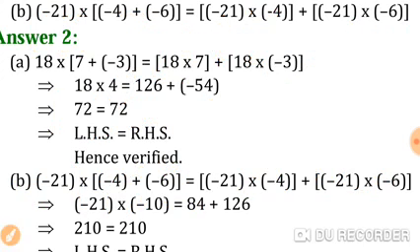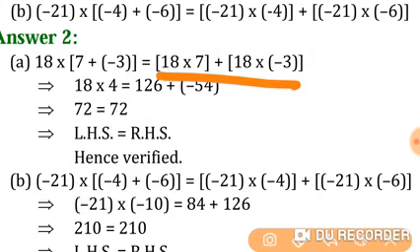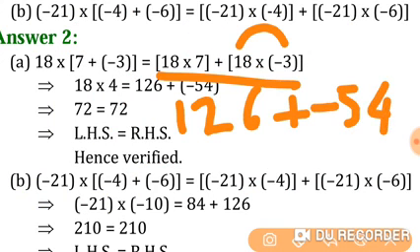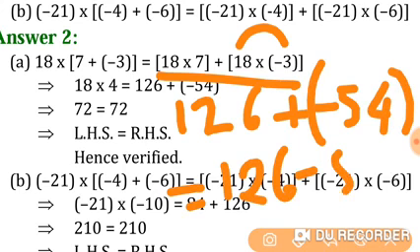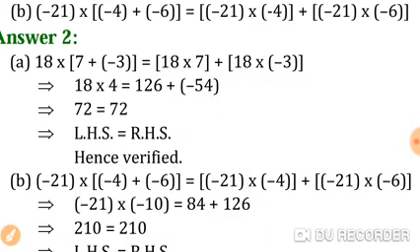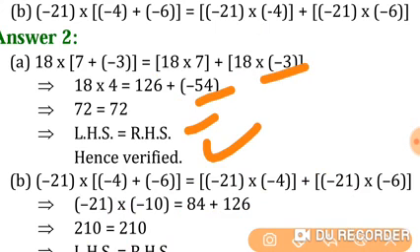So take the RHS now. What is RHS here? This only I'll take. RHS: 18 7s are 126 plus 18 into 3 is 54, plus into minus is minus. So 126 minus 54. So it is also 72. So both answers are 72. Then it is hence verified like this. Okay.